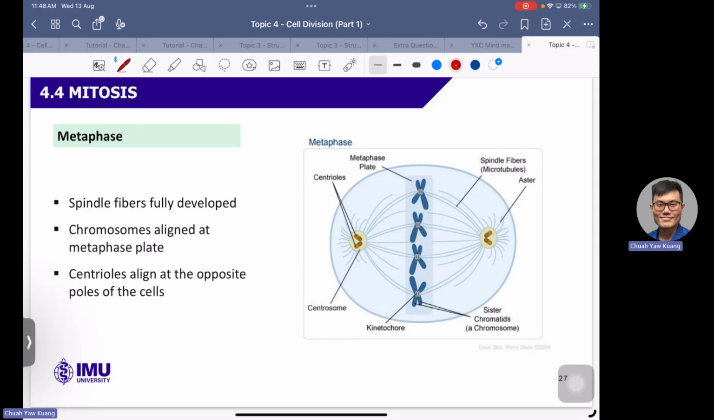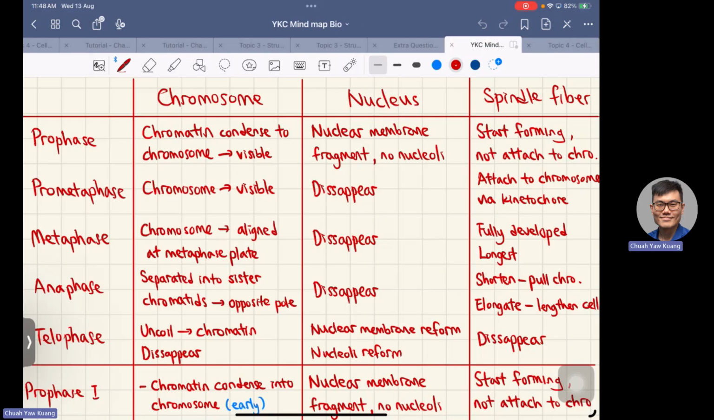Okay, so in the table, the chromosomes are all aligned. It is named chromosome now. You cannot say it's a chromatid, or a sister chromatid. No, it's wrong. It's chromosome. Chromosomes are aligned at the metaphase plate.